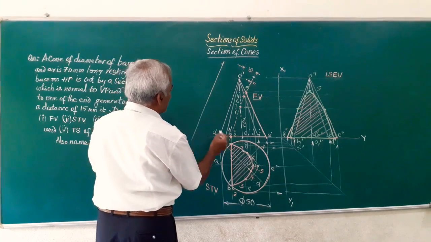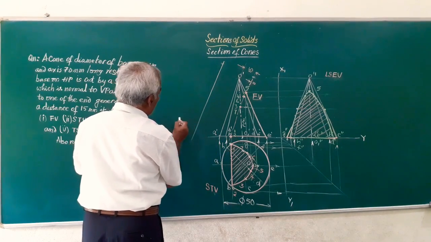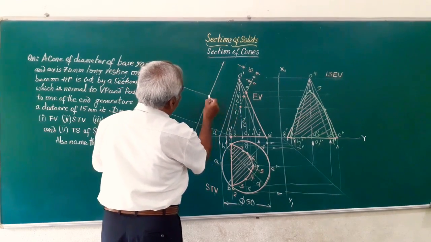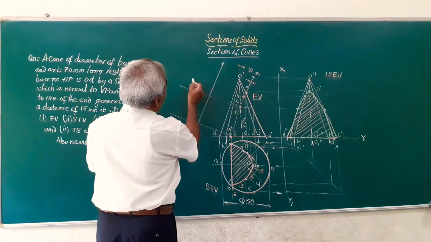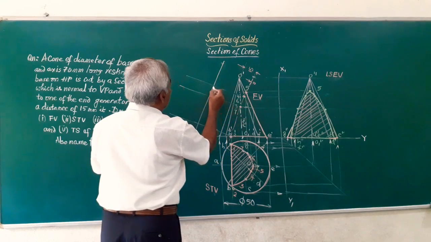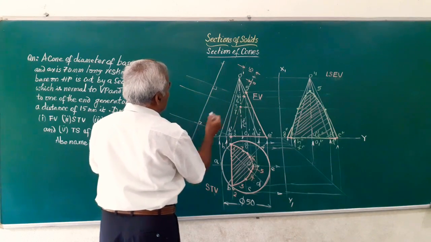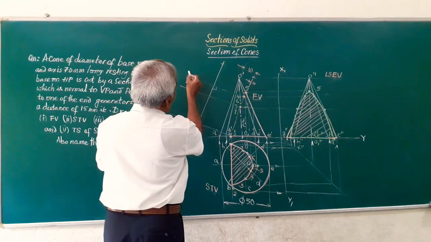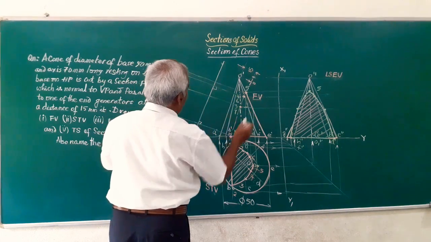This line is parallel to this, and from all these points I am going to draw perpendiculars. So from here I am going to draw a perpendicular to this, from this point another perpendicular, again from here a perpendicular. The lines I am drawing here are perpendicular to the end generator, or to the section plane to be more precise, and this is the last one.